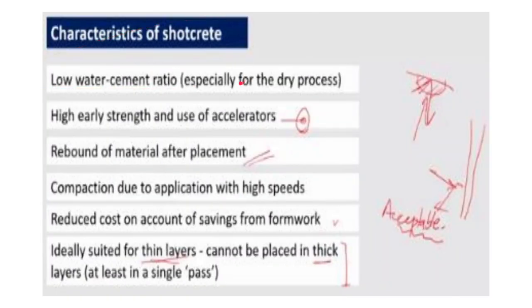Okay, so what are the characteristics of shotcrete? It has a lower water cement ratio, especially in the dry process. It has a high early strength and accelerators can be used. There is rebound of material after placement. The compaction is due to application at high speeds. Reduced cost on account of savings from formwork is one of its advantages.